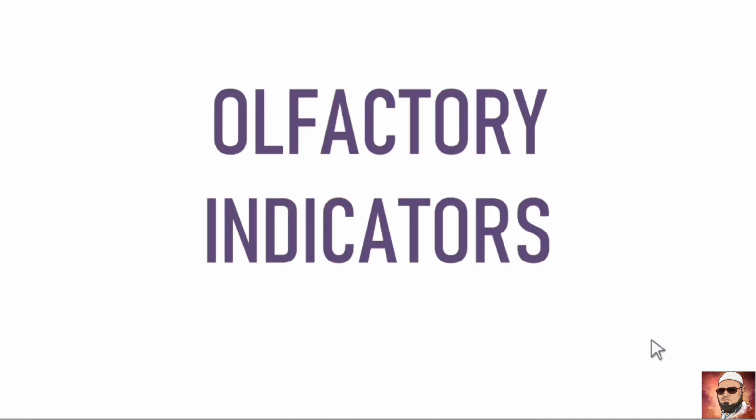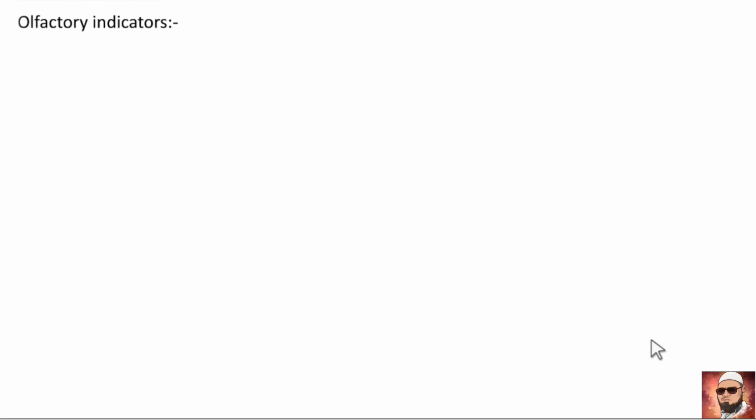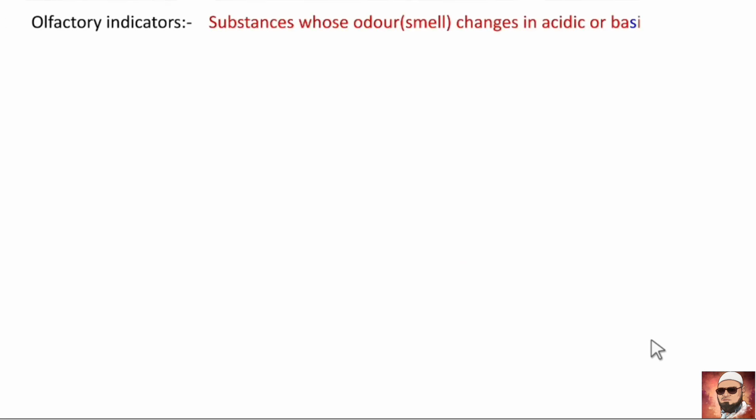Olfactory indicators. What are olfactory indicators? Olfactory indicators are substances whose odor, that means smell, changes in acidic or basic media.